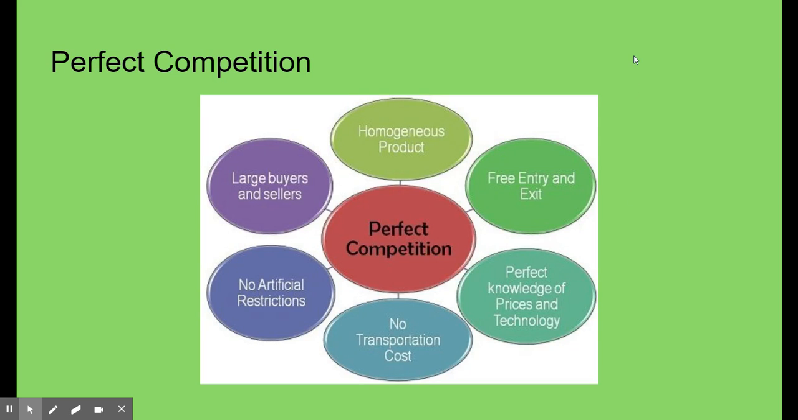So let's first talk about perfect competition. And perfect competition has a few different major characteristics. First of all, the important one to remember is there's a large amount of buyers and sellers. So there's a number of firms or businesses. Second, that there's no artificial restriction. And this relates to the one right across from it, free entry and exit. Compared to other businesses, it's easy to get in and out of this industry.